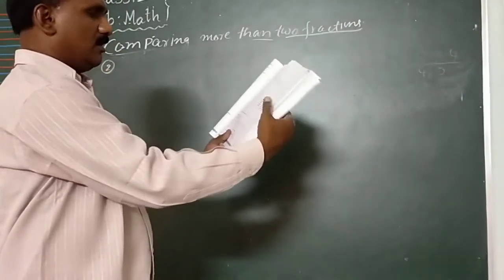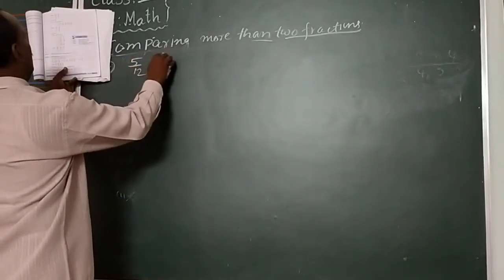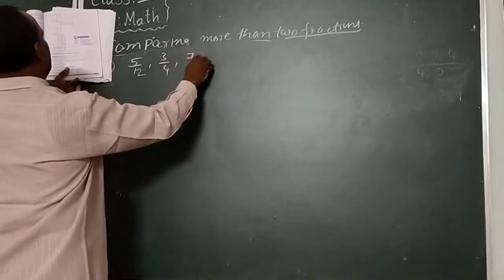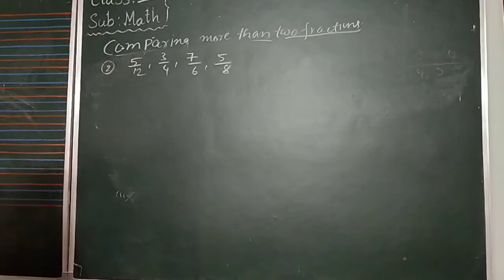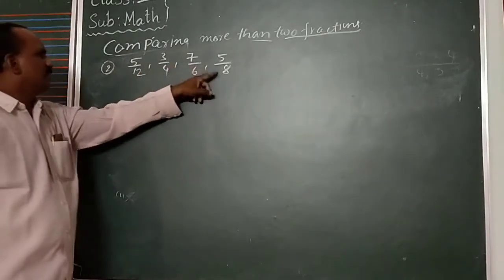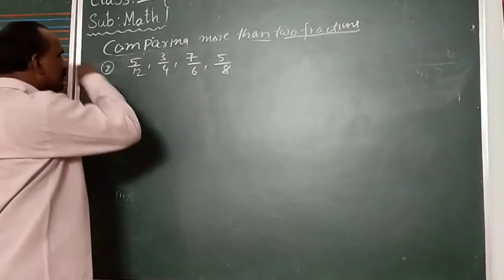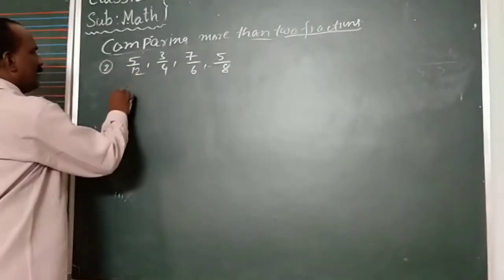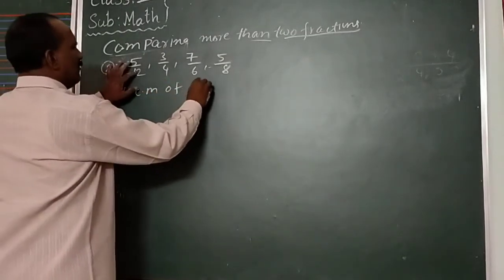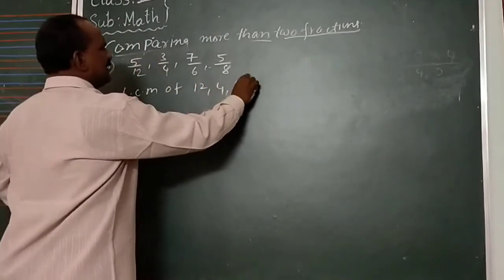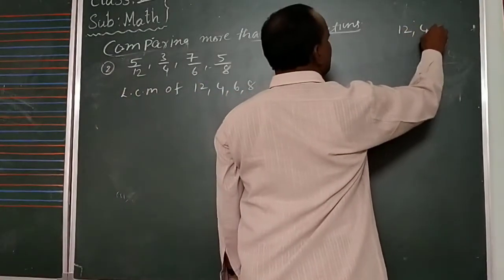Arrange these in ascending or descending order: 5 by 12, 3 by 4, 7 by 6 and 5 by 8. Now we want to write. First step: make the LCM of all denominators: 12, 4, 6, 8.